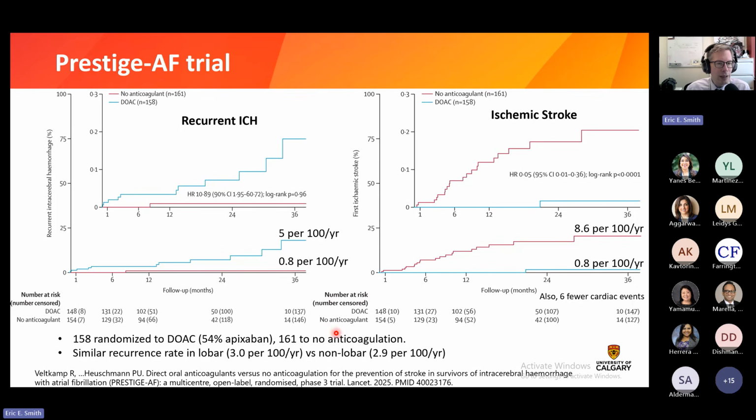And so what you can see in terms of the effect on reducing risk of ischemic stroke, you saved about 7.8 ischemic strokes per 100 people per year with an anticoagulation strategy.